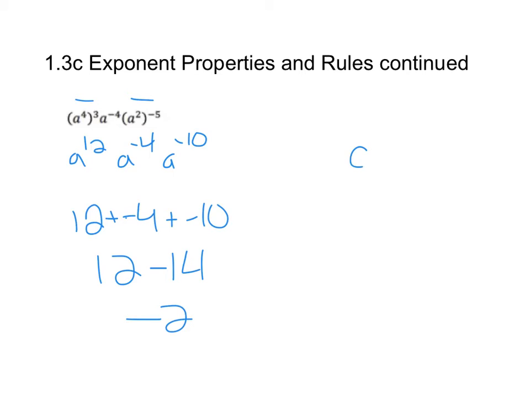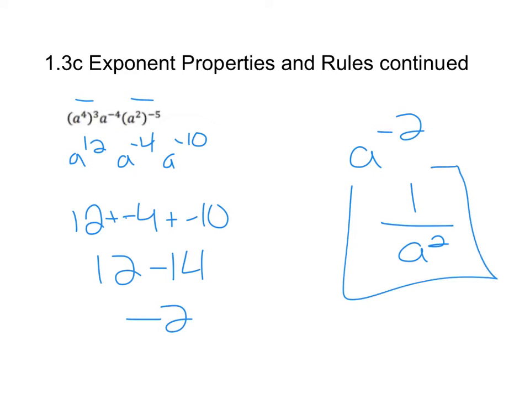So when we add them together, we are going to come up here and say that is now a to the negative 2. And if we are looking at a negative exponent, that means it needs to come to its reciprocal spot, bringing it from the numerator to the denominator, and our answer is 1 over a squared.